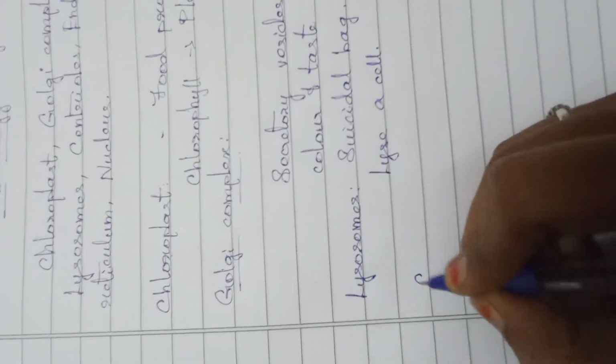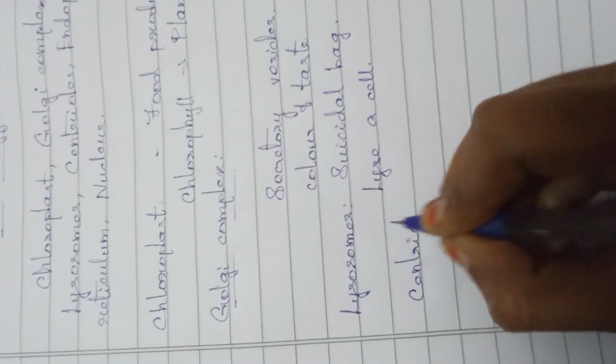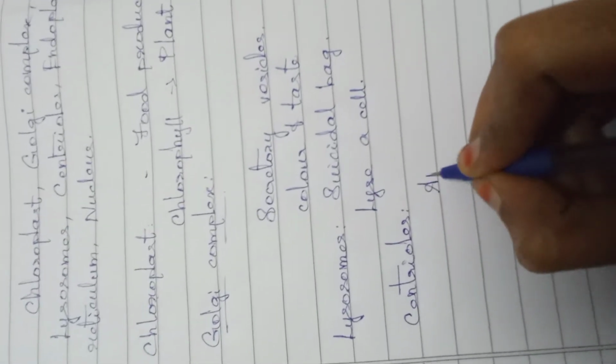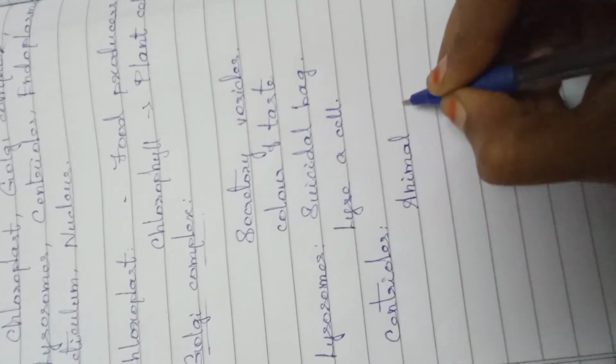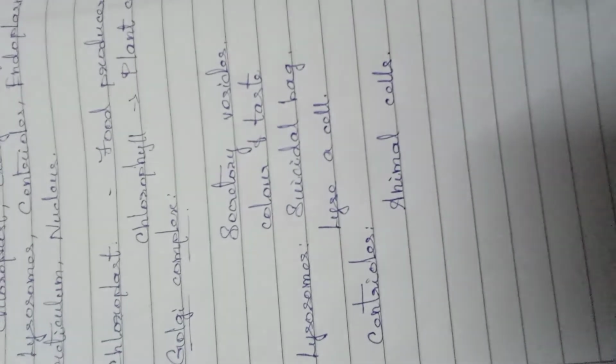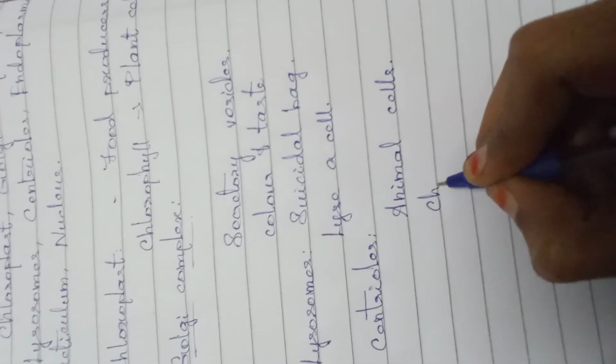And the next one is centrioles. What is the use of the centrioles? They are present only in animal cells, and they are used in the separation of chromosomes during cell division. Chromosome separation.